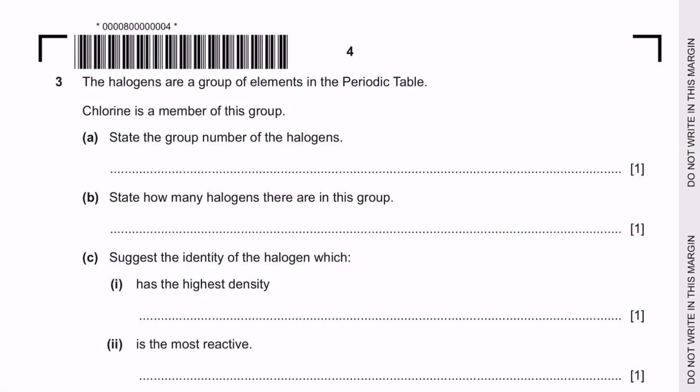Next, question 3. The halogens are a group of elements in the periodic table. Chlorine is a member of this group. State the group number of the halogens.